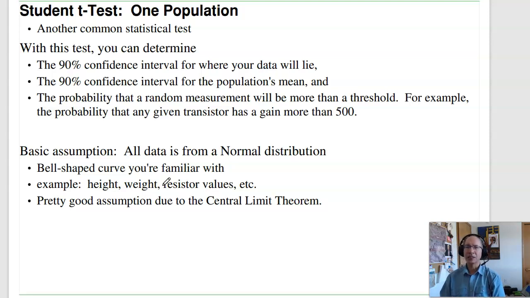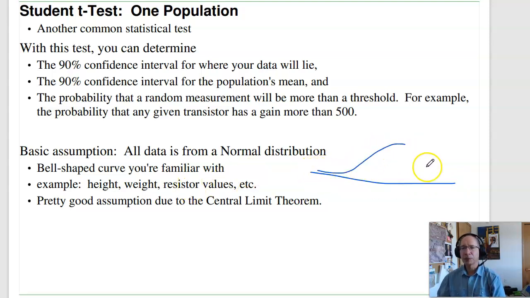How high can I jump? What range is that going to be? What's my reaction time? I can find the 90% confidence interval for a population's mean. Such as I have a bunch of resistors, what's the actual mean for my data? I can find the probability that a random measurement will be more than a threshold. For example, what's the probability that a transistor has a gain of at least 500? The basic assumption behind a t-test is that all data comes from a normal distribution. That's your standard normal bell-shaped curve, something you're probably very familiar with.